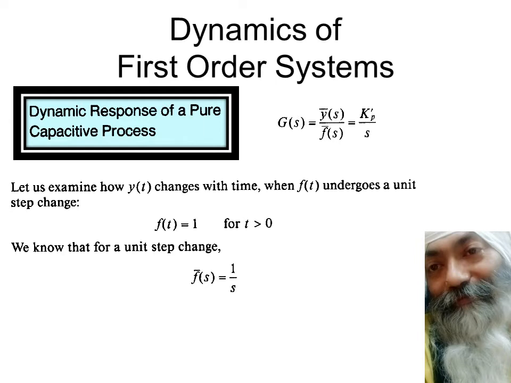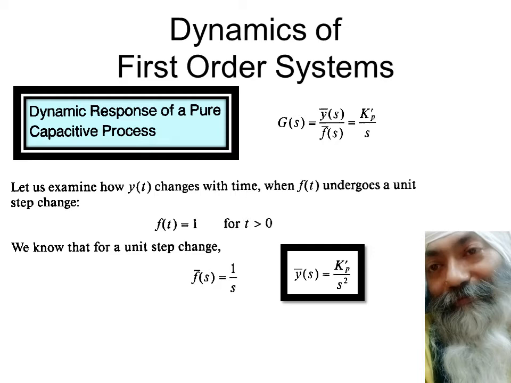For all values of t greater than 0, the value of f(t), the unit step change, is 1, and the Laplace transform for this unit step change is given by 1 by s. So this F(s) is going to come over here, and this is nothing but 1 upon s. So ultimately the output will become K'p divided by s square. So Y(s) is going to be K'p upon s square.